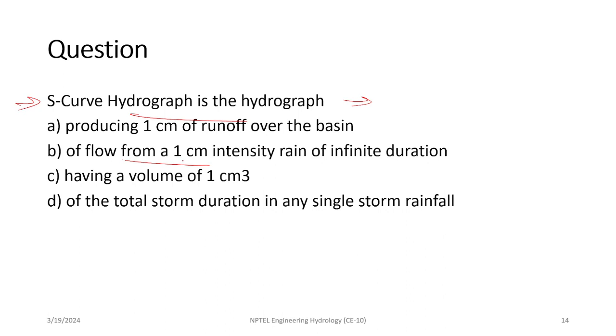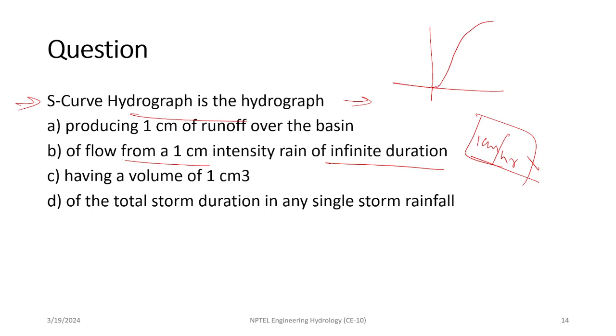DRH will be derived considering 1 centimeter, like that should be an intensity. The intensity will be uniformly distributed for an infinite duration in the catchment. You may already know that if we are plotting this S kind of curve, the lagging principle also works here.